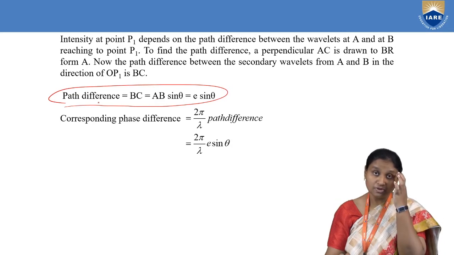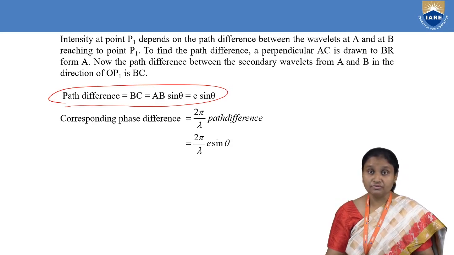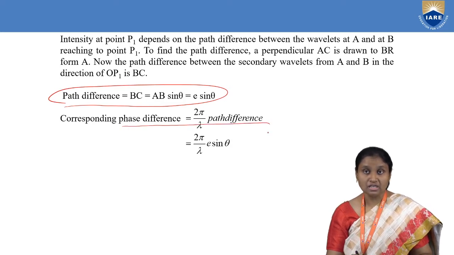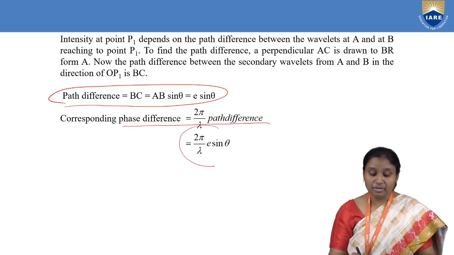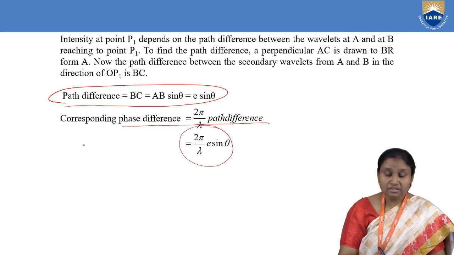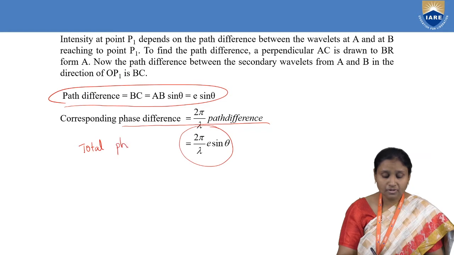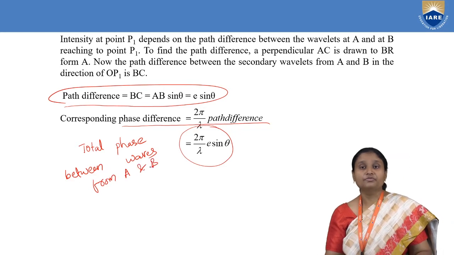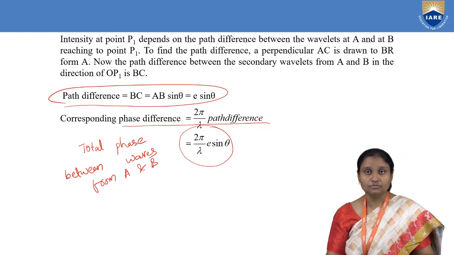And we know that once we know the path difference, we can find the phase difference. What is the relation? Phase difference is 2 pi by lambda times the path difference, so it is 2 pi by lambda e sine theta. And what is this 2 pi by lambda e sine theta? This is the total phase between waves from points A and B of the slit. So we got the path difference, and also the phase difference.